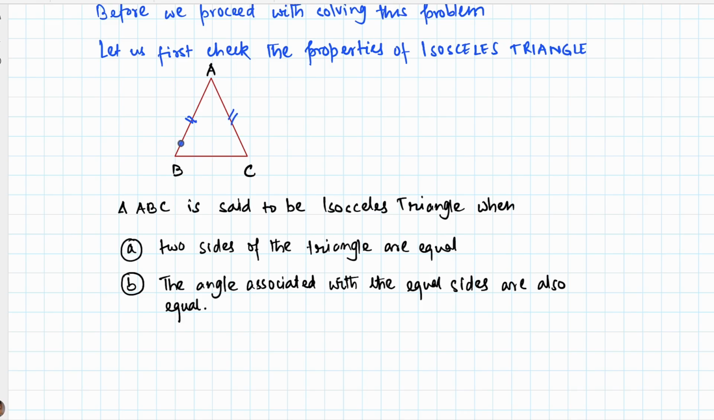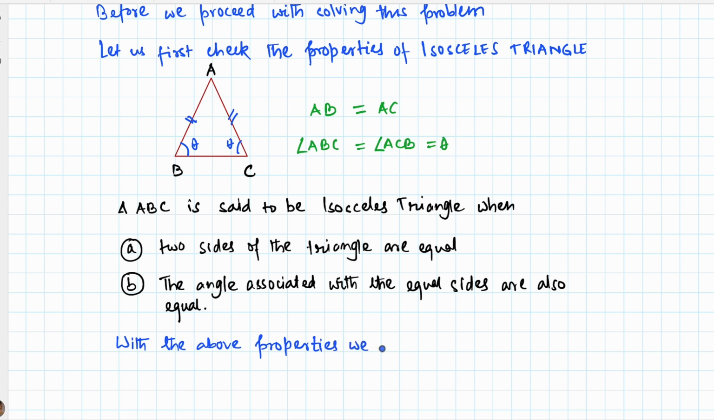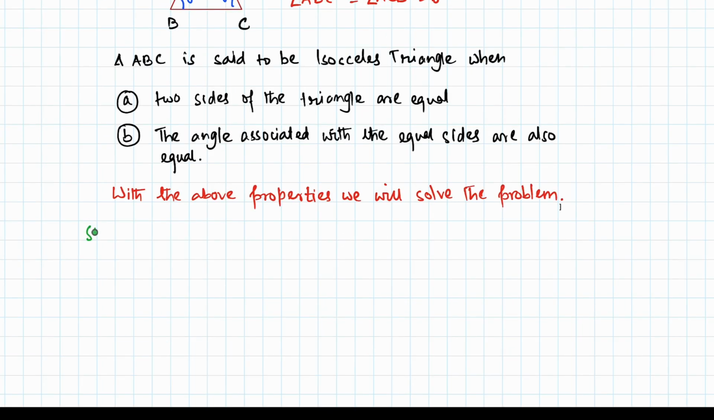So here AB equal to AC, and therefore angle ABC will be equal to angle ACB. So AB equal to AC, angle ABC equal to angle ACB equal to say theta. So this is the property of an isosceles triangle. With the above property, we will solve the given problem.